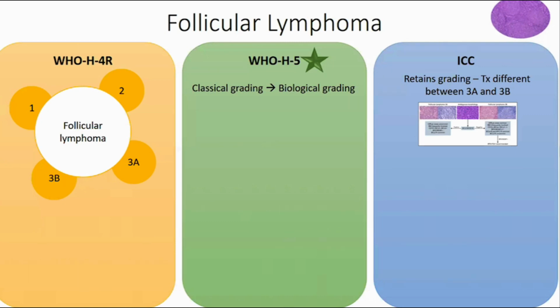The decision was made after extensive discussions about how poor the reproducibility of grading was because of things like limited biopsies, poor identification of real centroblasts, and ultimately because grades 1, 2, and 3A are fairly similar in terms of clinical outcomes.